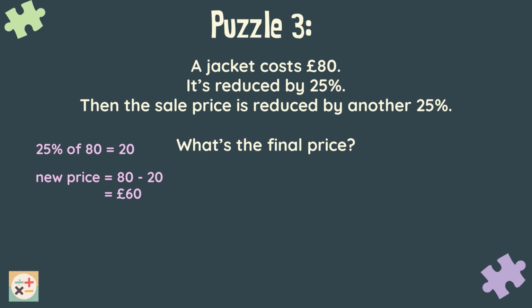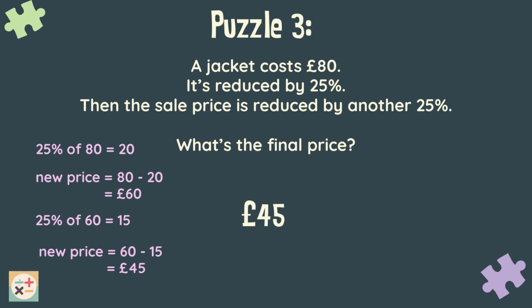Now we need to find 25% of 60, which is 15. If we subtract 15 from 60, we are left with 45. So the jacket costs £45 after the 2 discounts are applied.